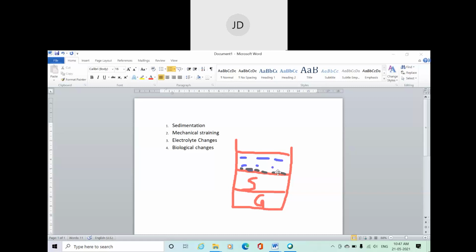And this layer is known as biofilm, or biological film. This particular layer is known as biological film, and it can be utilized to kill the bacteria and virus. How can this biological film be used to kill the bacteria and the virus? We're going to discuss that now.